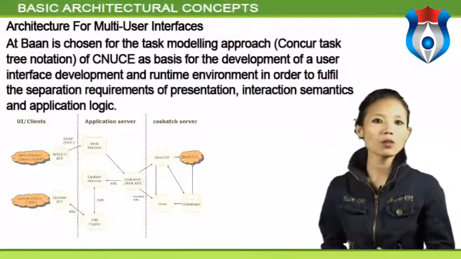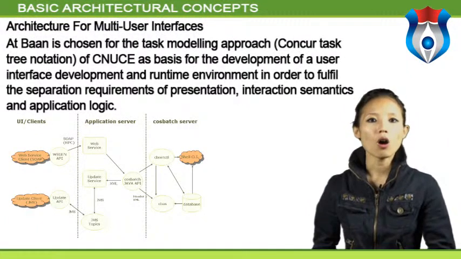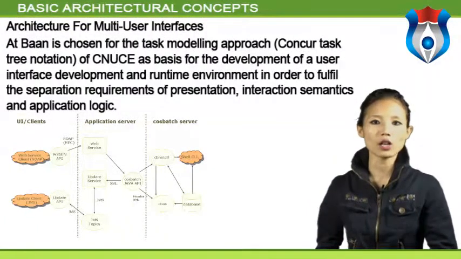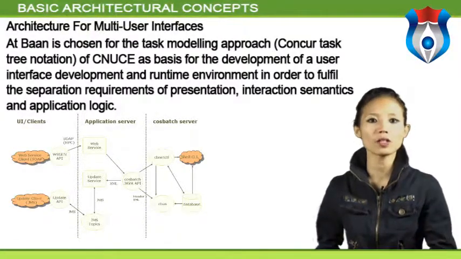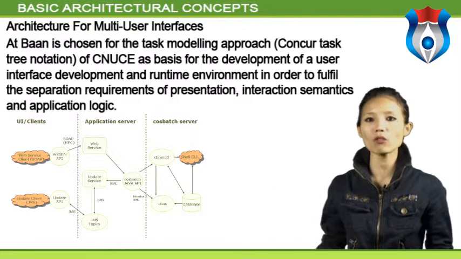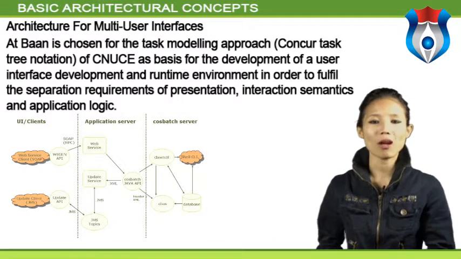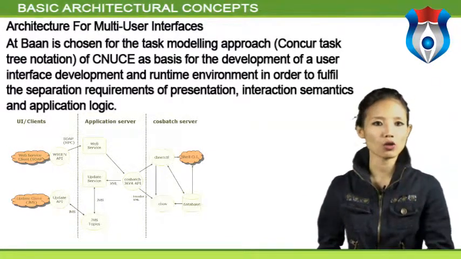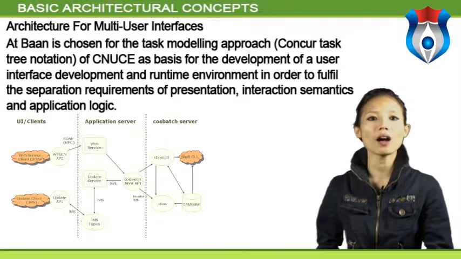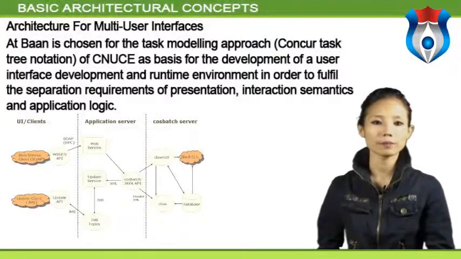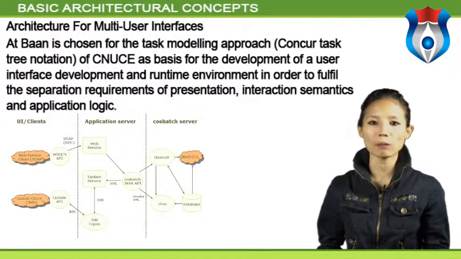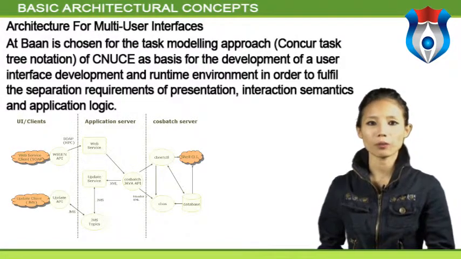At Baan, for the task modeling approach, the ConcurTaskTrees notation of CNUCE is chosen as the basis for the development of a user interface development and runtime environment, in order to fulfill the separation requirements of presentation, interaction semantics and application logic. At runtime, the UI and the business objects are coupled to each other via the task interpreter, which connects actions of the user to actions of the application logic and vice versa.